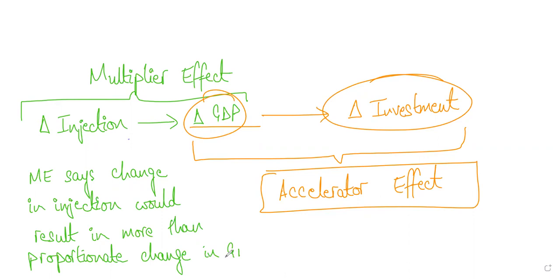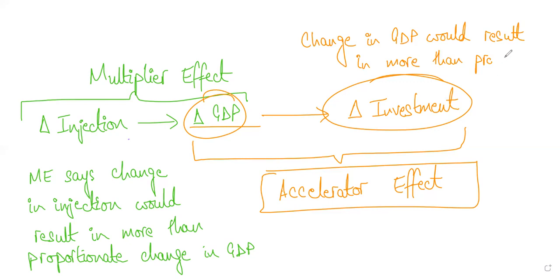And accelerator effect says that change in GDP would result in more than proportionate change in investment. Change in GDP would result in more than proportionate change in investment. More than change in investment. Does it make sense? Are things more clear now? Are you guys clear on this or not? Okay, very good. Excellent.